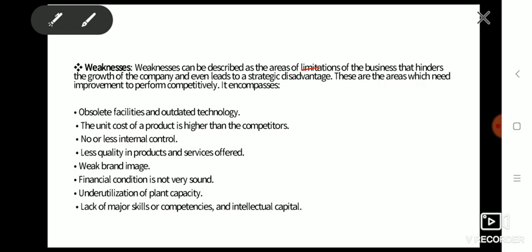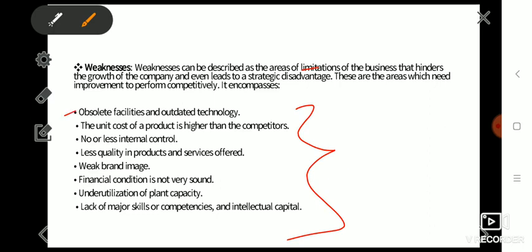Every company or organization will look only to reduce their weaknesses and to make use of their strengths. So weakness is considered a limitation for the growth of the company. These are the areas which need improvement for the company to perform competitively. So let's move on to the areas, that is obsolete facilities and outdated technology.